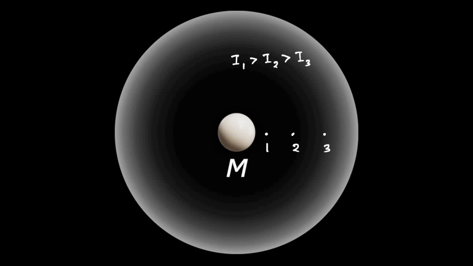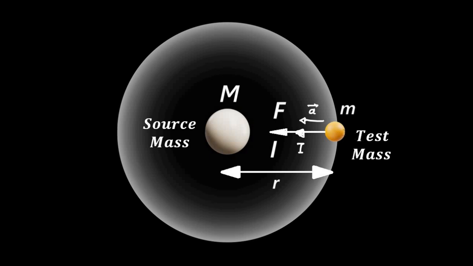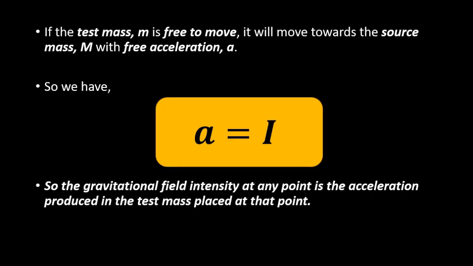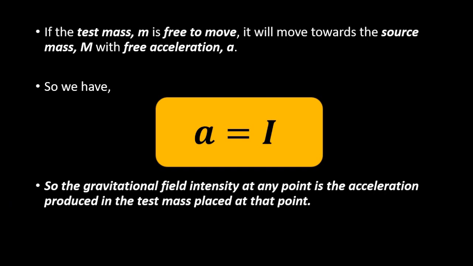And also the gravitational field intensity gives the acceleration produced in the test mass at that point. So if the test mass is free to move, it will move with an acceleration a equals I towards the source mass. Numerically they are the same, gravitational field intensity and acceleration. Okay, so this is the gravitational field intensity.